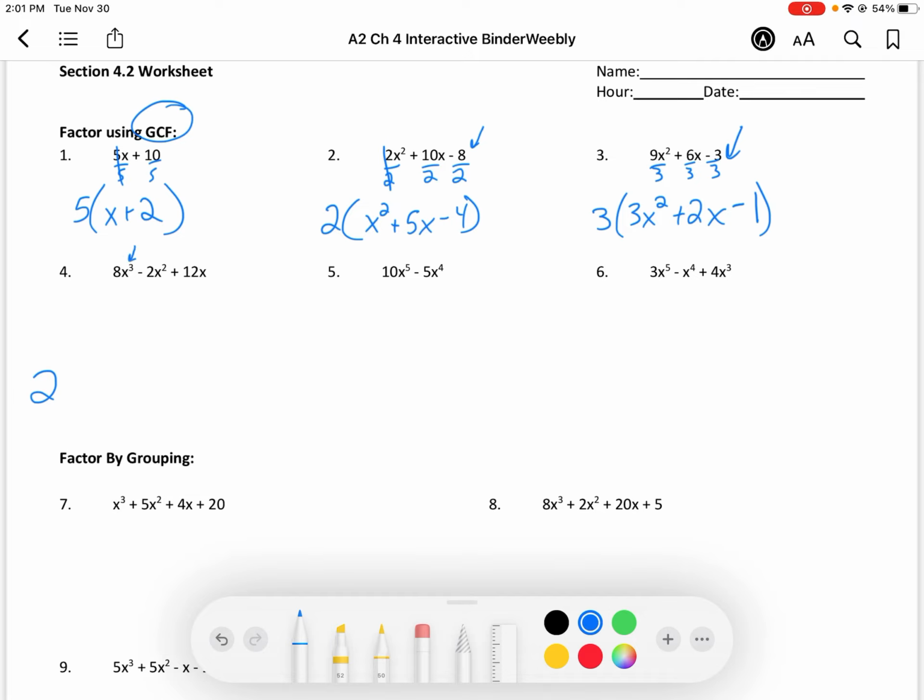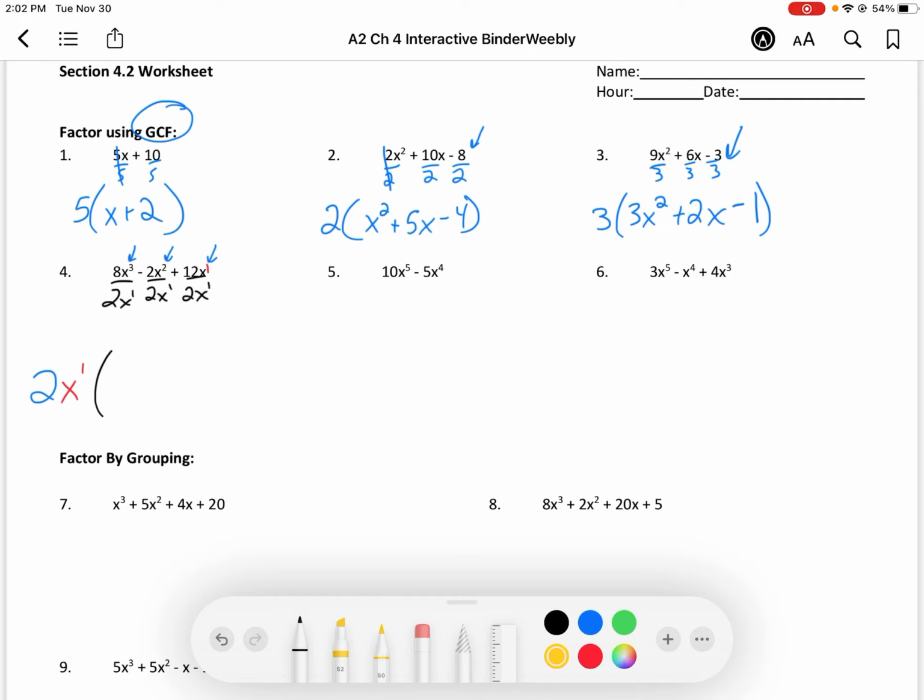GCF on number 4 is 2. And then I have x to the third, x to the second, and x to the 1. So they do have an x in common, but you can only take out the smallest power. So what they have in common is a power of 1. So x to the power of 1. So divide by 2x to the 1 to figure out what goes in the parentheses.